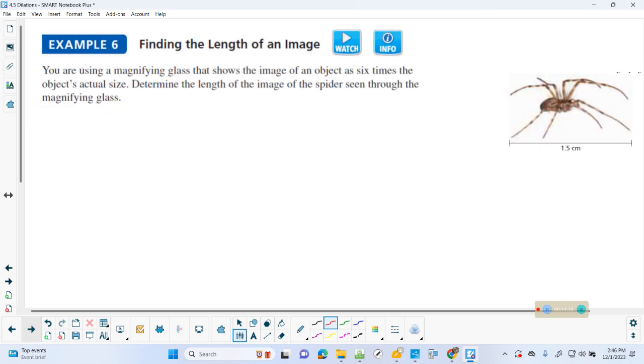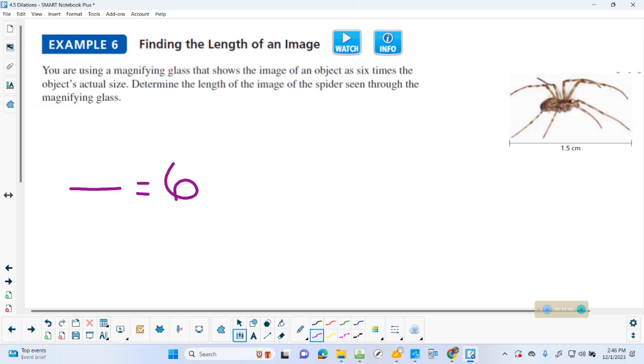All right, last one. Here we go. If you are using a magnifying glass that shows the image of an object as 6 times the object's actual size, determine the length of the image of the spider seen through the magnifying glass. Okay, so let's set it up here. Now, here's what's fun. As they tell you, when you look at it through the magnifying glass, it's 6 times the size. So that's what you're supposed to equal. There's your scale factor.